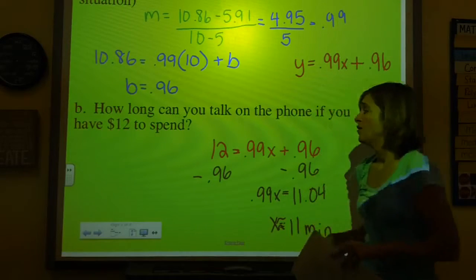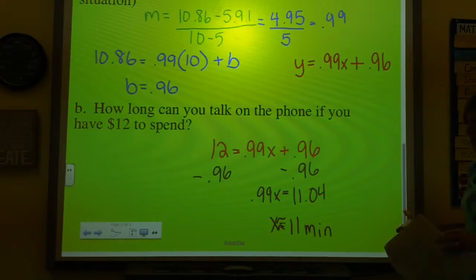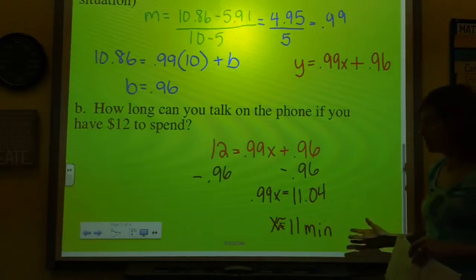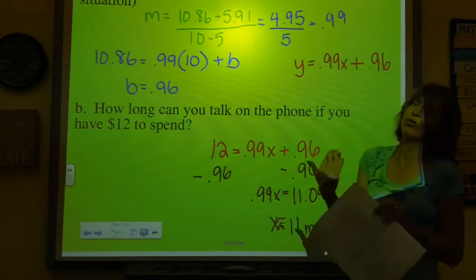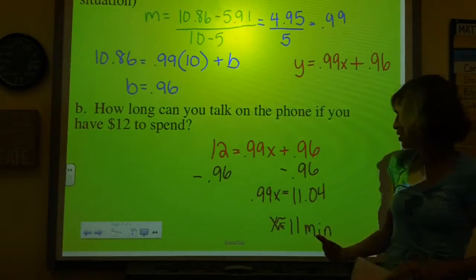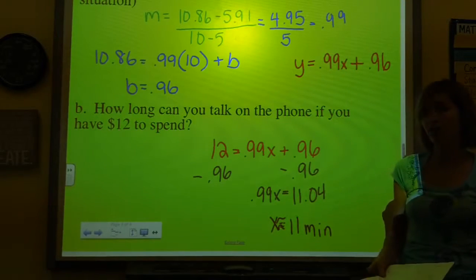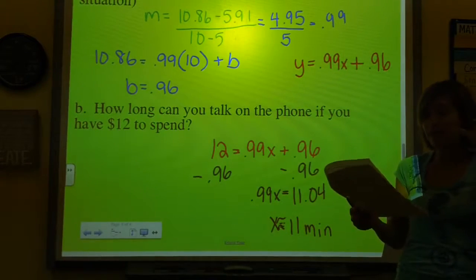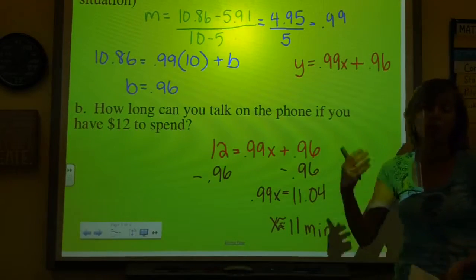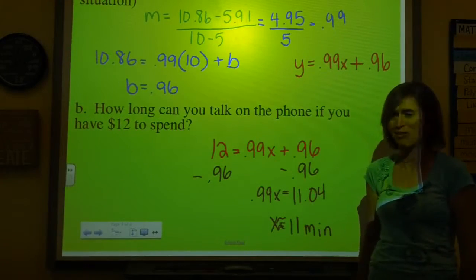So if I have $12 to spend, and it works out to be a little bit higher than 11, I'm going to have to say it's 11 because I can't go over that $12, okay? So I have about 11 minutes that I'm going to be speaking on the telephone. And again, let's think about it. It makes kind of sense because it's an overseas call, and overseas calls are a little bit more expensive.